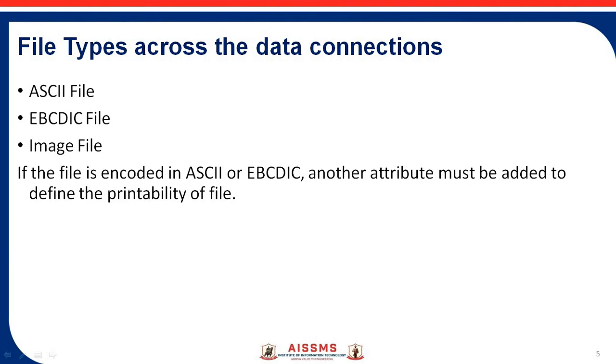If the file is encoded in ASCII or EBCDIC, another attribute must be added to define the printability of a file. The first one is non-print. This is the default format for transferring text files. The file contains no vertical specification for printing. This means that the file cannot be printed without further processing because there are no characters to be interpreted for vertical movement of the print head. This format is used for files that will be stored and processed later.